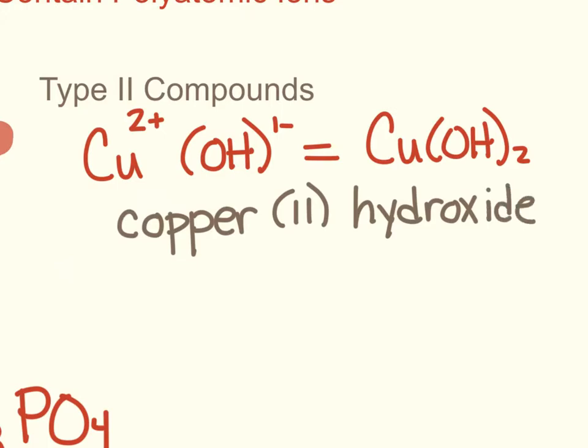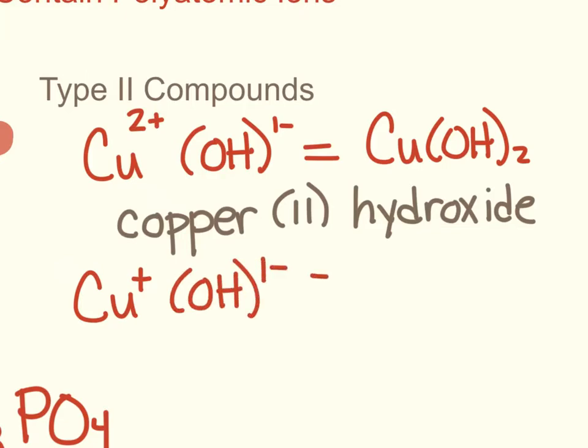Well, what if we were working with copper(I) instead of copper(II)? So if we were working with copper that has a +1 charge, and again we're working with that hydroxide polyatomic, it has a 1- charge, we can pretty easily see that the copper is going to balance out the hydroxide in a 1-to-1 ratio. So our answer would be CuOH. Again, dropping those parentheses, they're no longer needed.